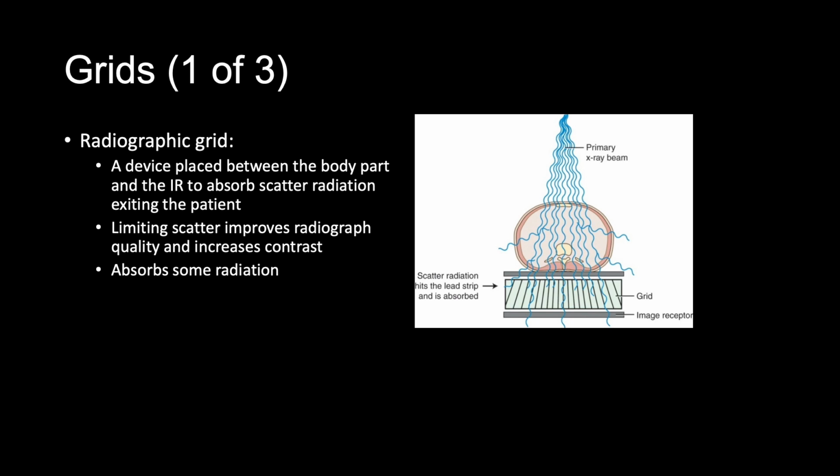So we can see in this image here, it's grids and scatter radiation, scatter absorption. Most of the scatter radiation toward the image receptor is absorbed when a grid is used. So if you're looking at the primary X-ray beam, it's going through the patient and most of it is being absorbed. Scatter radiation hits the lead strip and is absorbed by the grid, and then just your useful beam is hitting the image receptor.